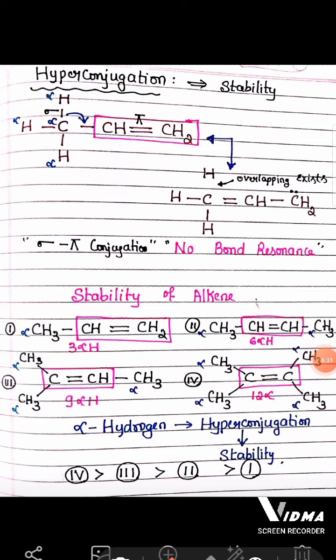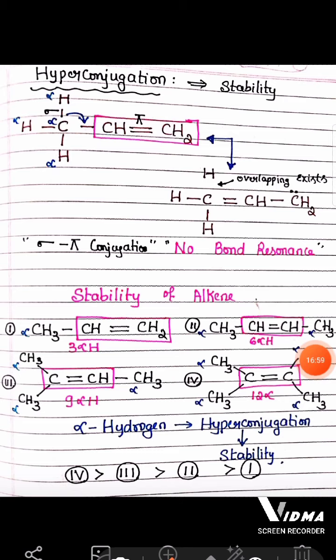Now in hyperconjugation, what happens is that this carbon-hydrogen sigma bond is going to shift between these two carbon atoms. You can find the arrow mark: this sigma bond is going to shift here, and there is a creation of a double bond. In order to maintain stability, the pi bond electrons shift to this carbon atom, and you can find the lone pair of electrons here. So this is called hyperconjugation.